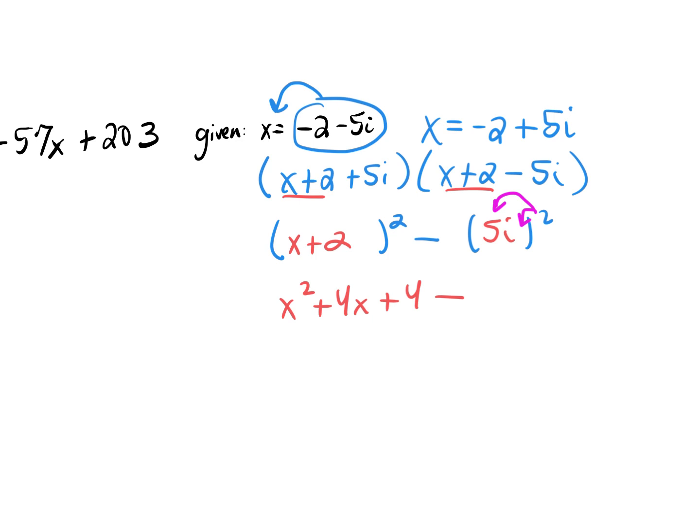So that becomes what? 25 what? i squared. When you see that i squared, you do what? Cross it off and change the sign. So you're left with x squared plus 4x plus 29.